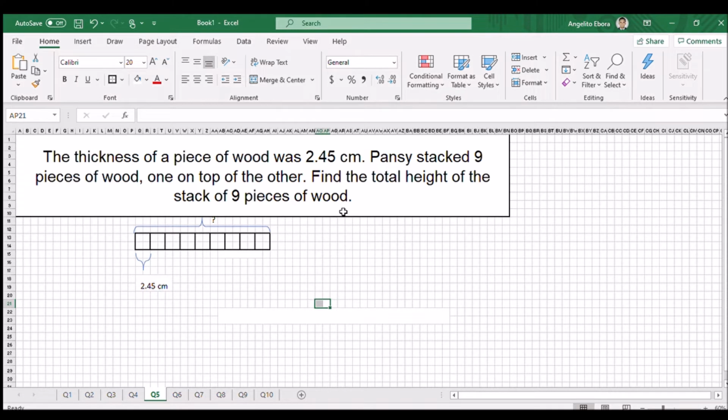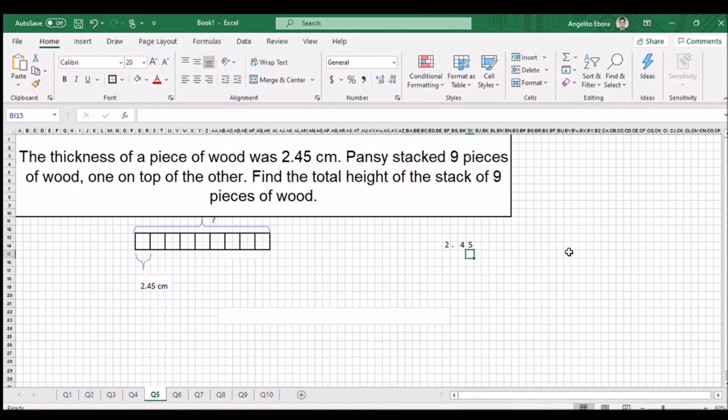Okay, so 2.45 times 9. Okay, so we have 2.45 multiplied by 9. When you multiply decimals, make sure you multiply the digits one by one. In this case, we have tens, hundreds, so 500 times 9 is 4,500.